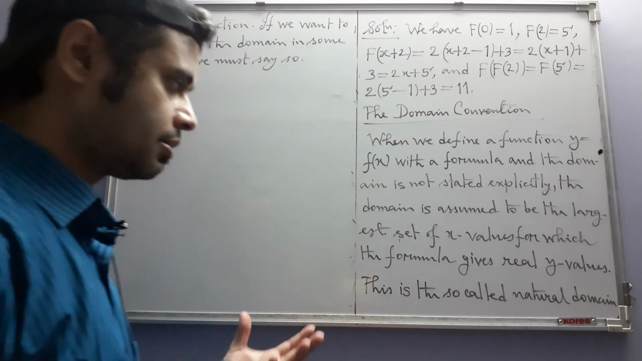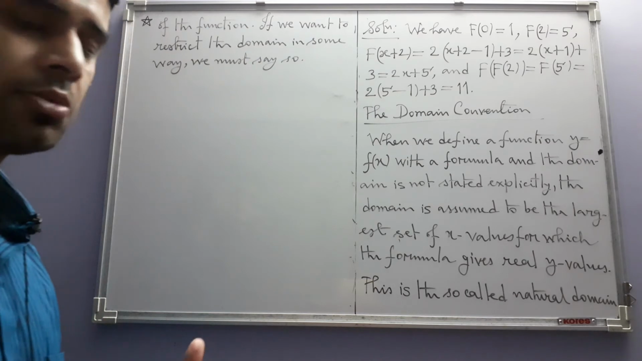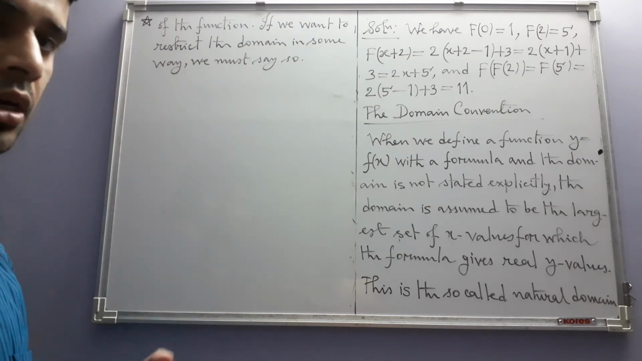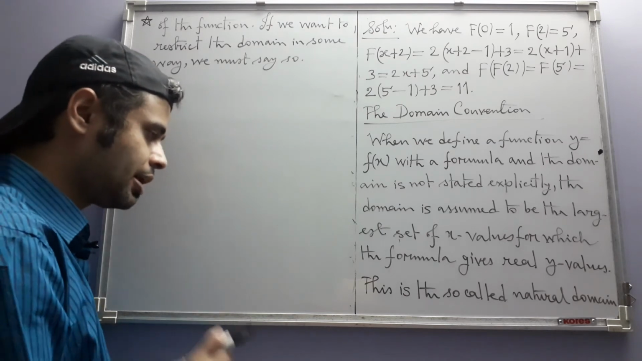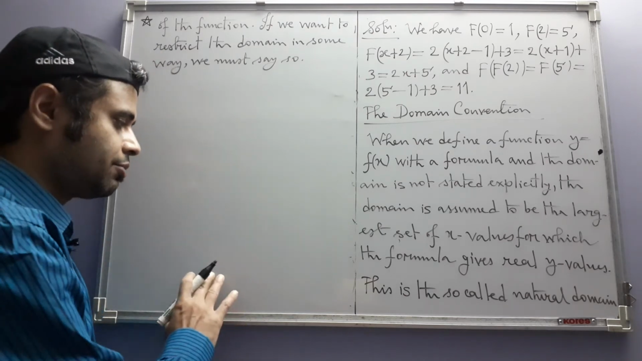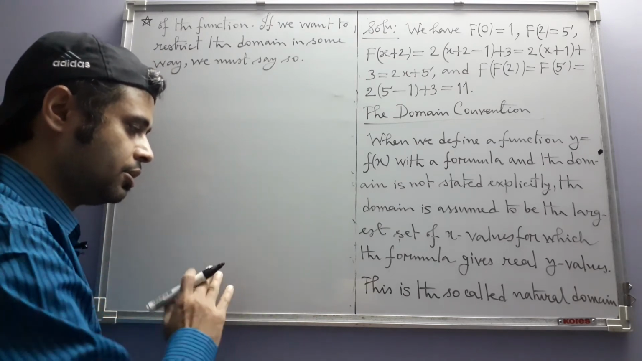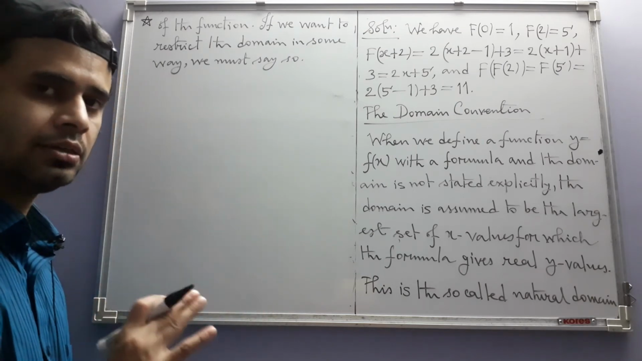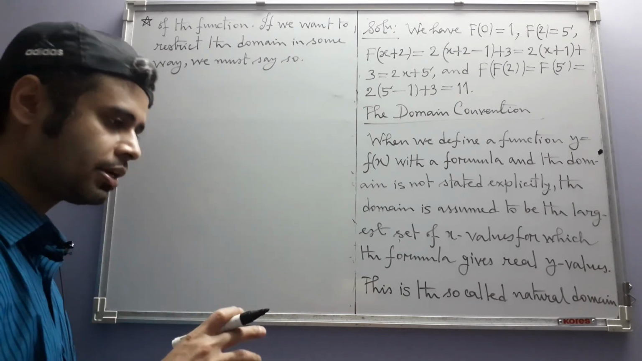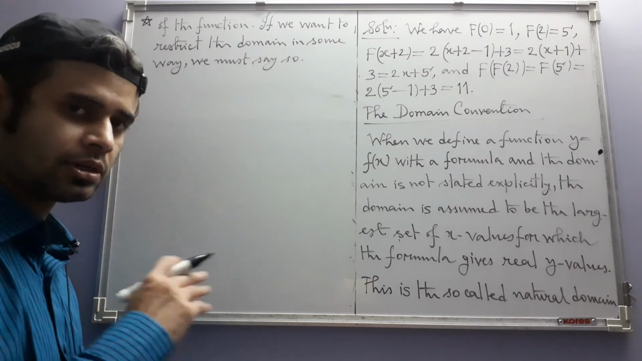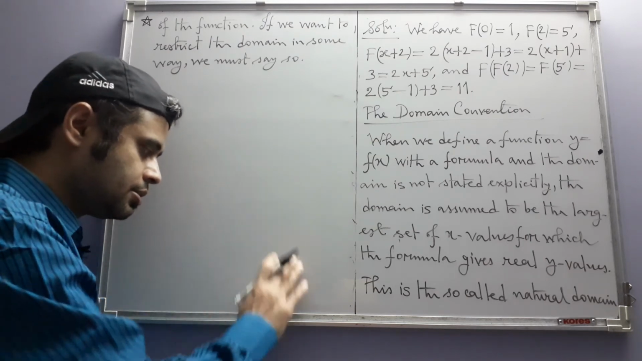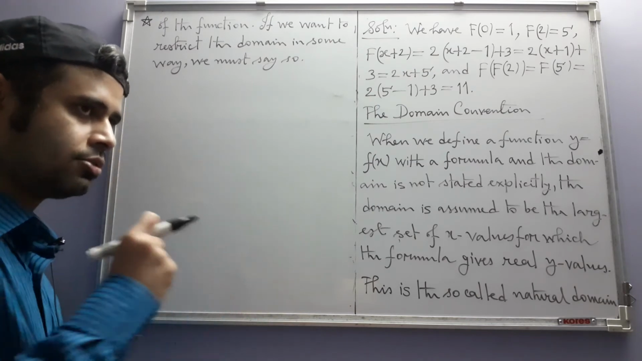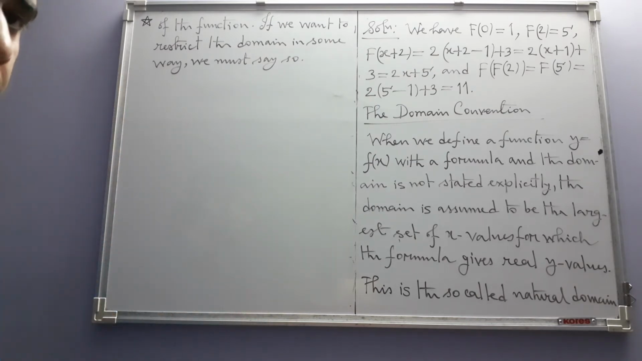And that largest possible domain is called the natural domain of the function. But if you want the domain to be smaller than the natural domain, then you have to explicitly mention that: this is my domain, this is the restricted domain, here only I am going to evaluate the function. Or in other words, this is the only set from which I am going to choose my inputs.